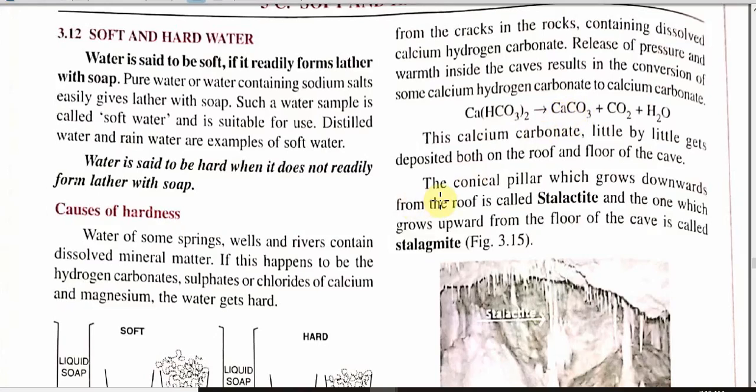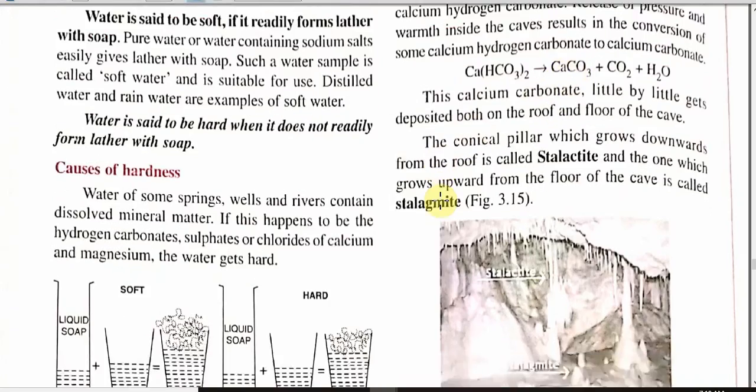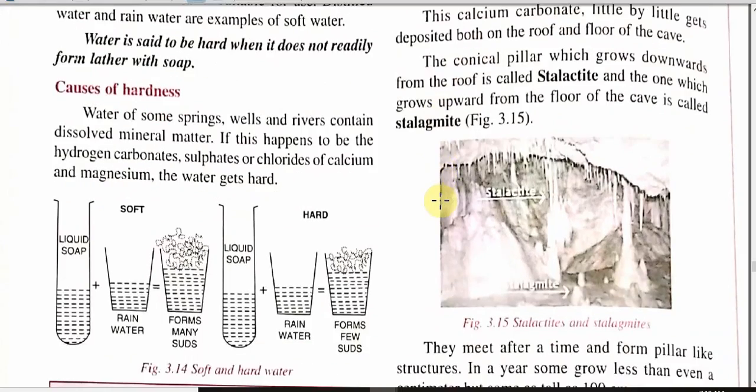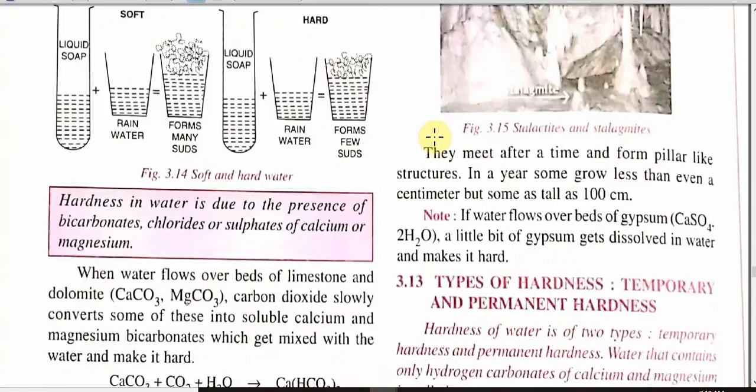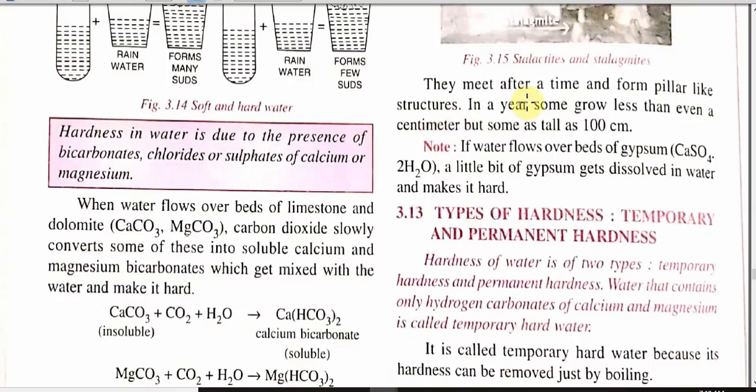Now these conical pillars which grow downward from the roof are called stalactites, and the ones which grow upward from the floor are called stalagmites. They meet after a time and form a pillar-like structure. In a year, some grow very slowly, but some grow very fast.